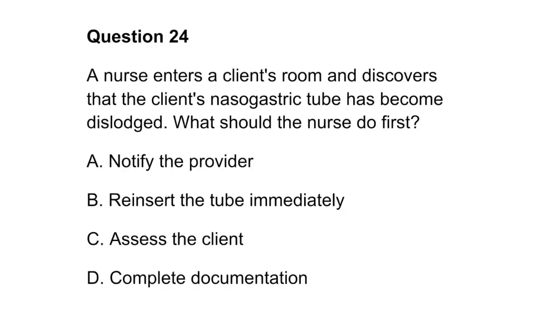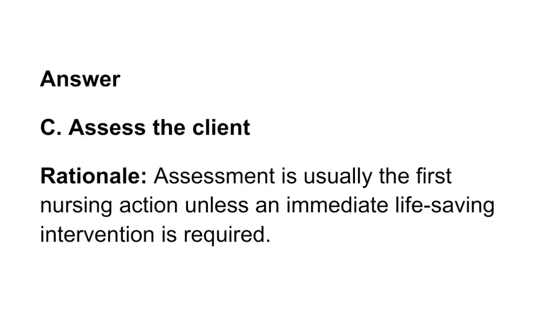Question 24. A nurse enters a client's room and discovers that the client's nasogastric tube has become dislodged. What should the nurse do first? A. Notify the provider. B. Reinsert the tube immediately. C. Assess the client. D. Complete documentation. Answer: C. Assess the client. Rationale: Assessment is usually the first nursing action unless an immediate life-saving intervention is required.